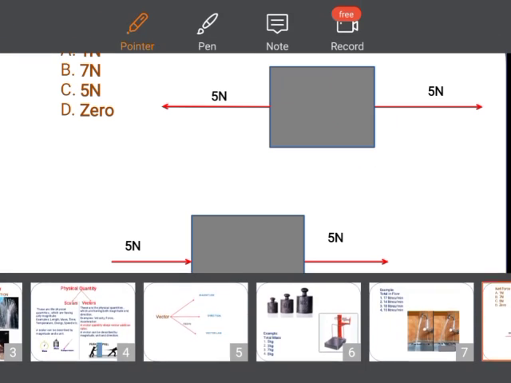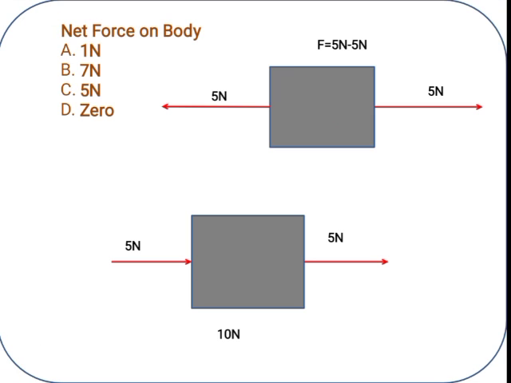Okay. So in this case, suppose we consider this as positive. With respect to this, the direction is opposite here, so for that reason this is minus. So the total or net force is equal to what? 5 Newton minus 5 Newton is equal to 0. So the answer is 0.